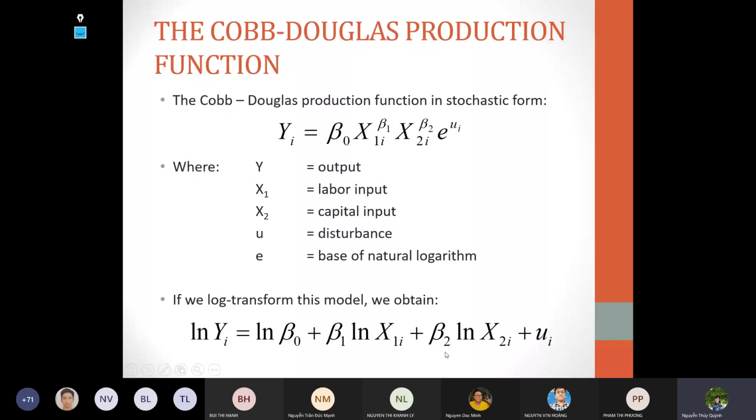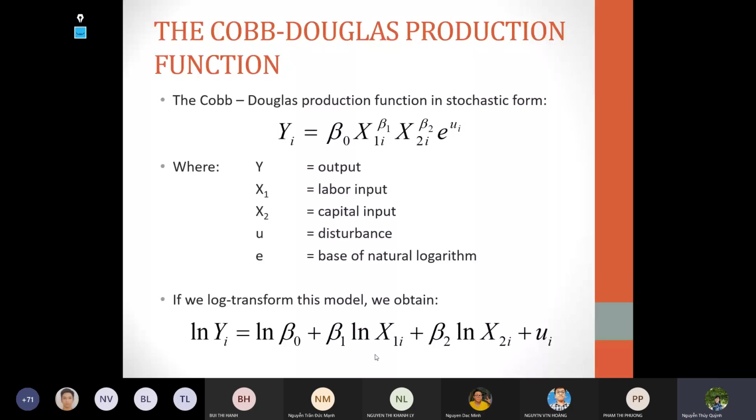In this case, it will be easier for us to assess the effect of labor or capital on the level of output. For example, what does it tell us about the relationship between x1, labor, and y, the level of output, for this model? What is the relationship between labor and output? It means that for every 1 unit of output, we will use beta 1 unit of labor.